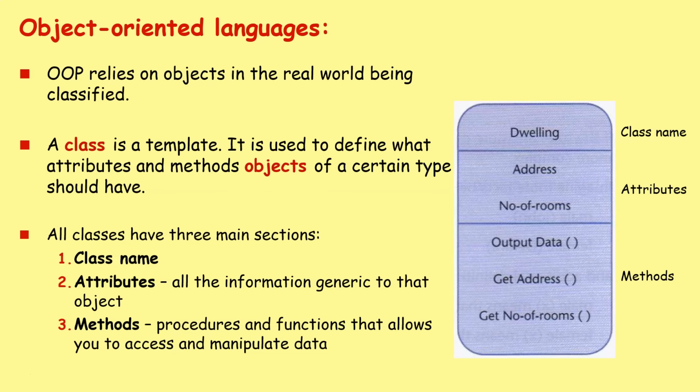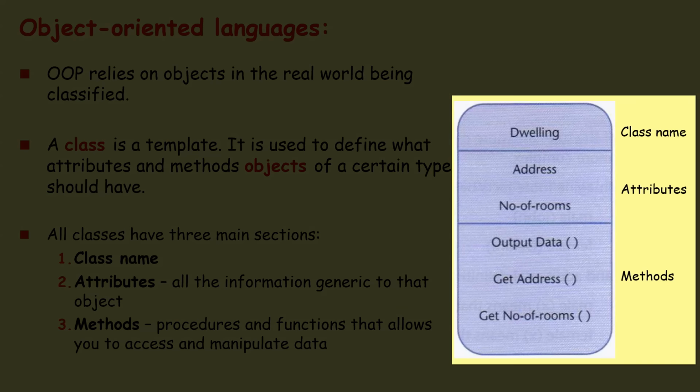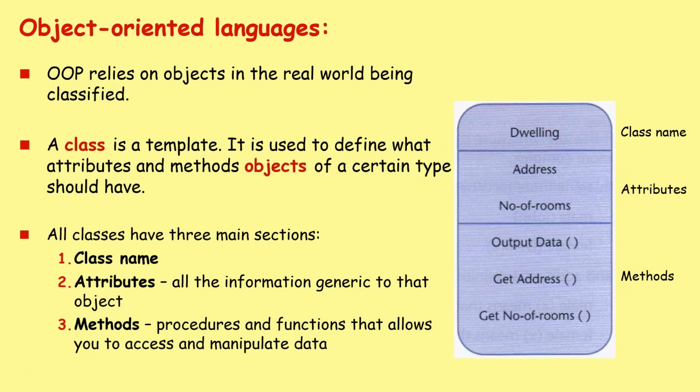All classes have three main sections: a class name, attributes, all the information generic to that object, and methods, the procedures and functions that allow you to access and manipulate data. So over here you can see we've created a class called dwelling, and it represents where somebody lives. So the class name is just dwelling. All dwellings need an address and a number of rooms. And the methods that we require are going to be output data, get address, and get number of rooms.